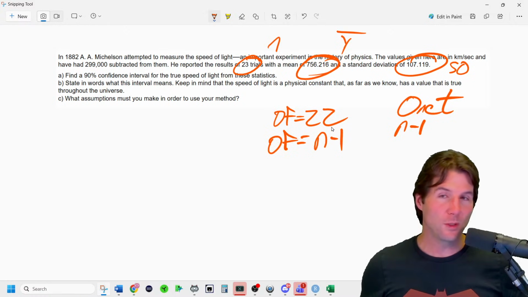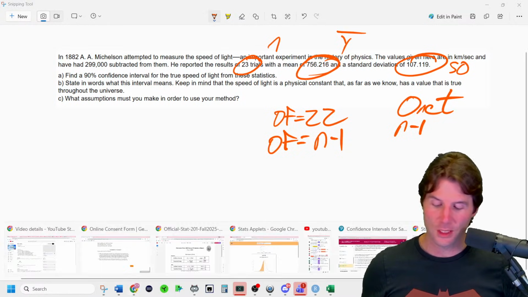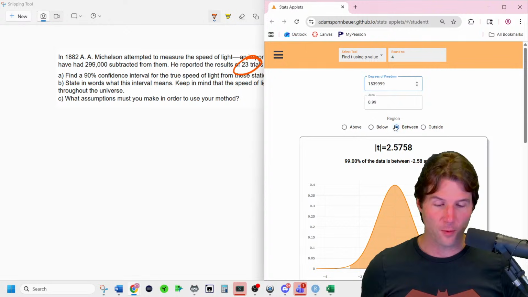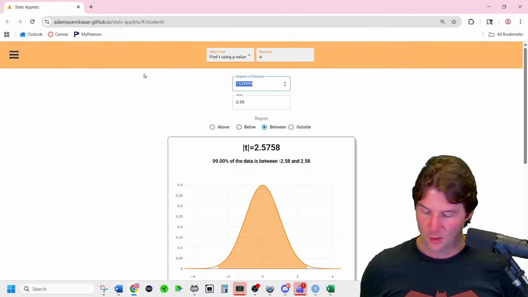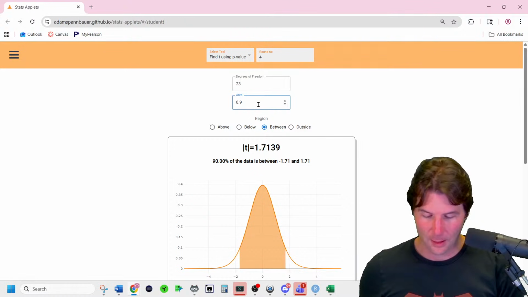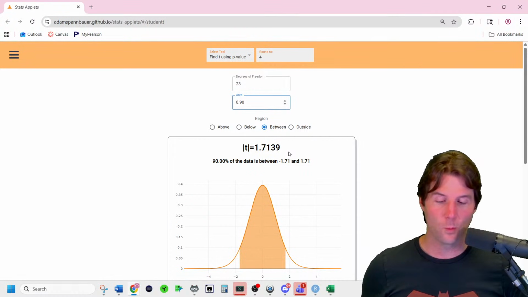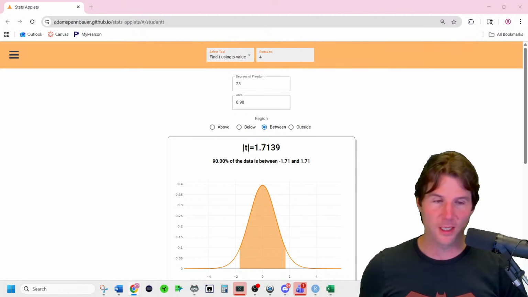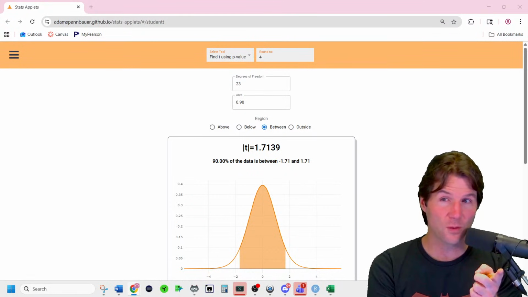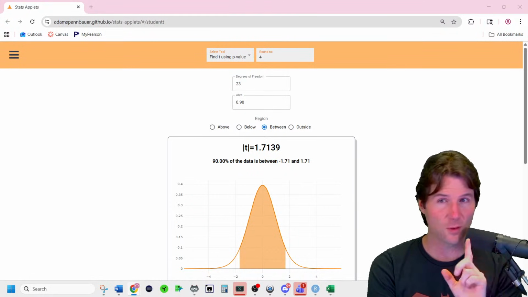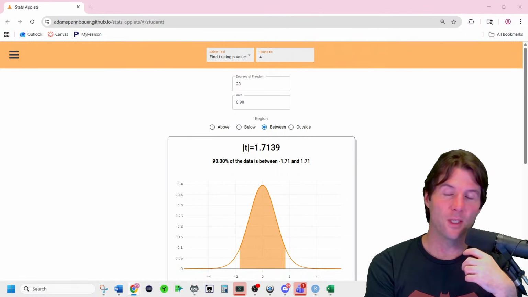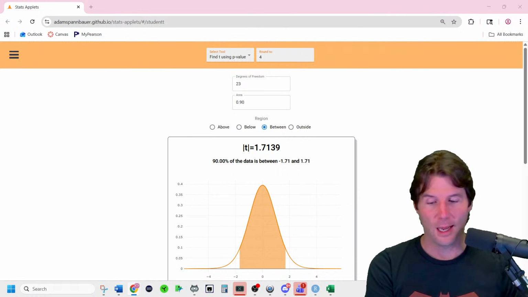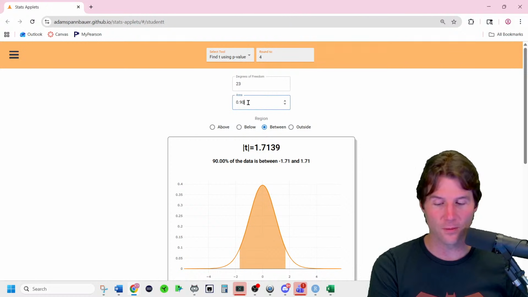And so what you need to do now is go to your t-table, and look up the proper t-value for 23 degrees of freedom, 90% confidence. The t-score is 1.7139. So you need to make sure you have the right t-value related to your degrees of freedom, which is n minus 1 sample size for the one sample t. So 24 sample size, 23 degrees of freedom. And then make sure you put in between and have find t using p-value and have 90% of the area.